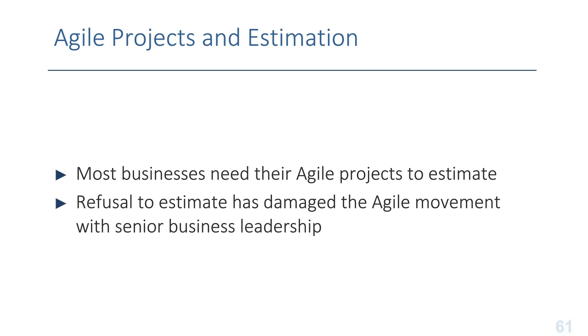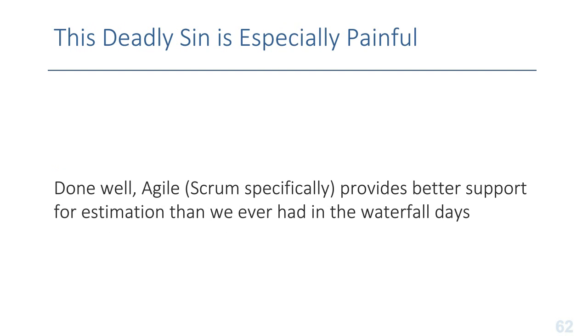And so what we see is that most businesses still need their Agile projects to estimate, and I think that we have seen the refusal to estimate damage the Agile movement with senior business leadership. At the senior business leadership level, typically the idea that we don't need predictability just does not compute, and so it's a losing message from the start.